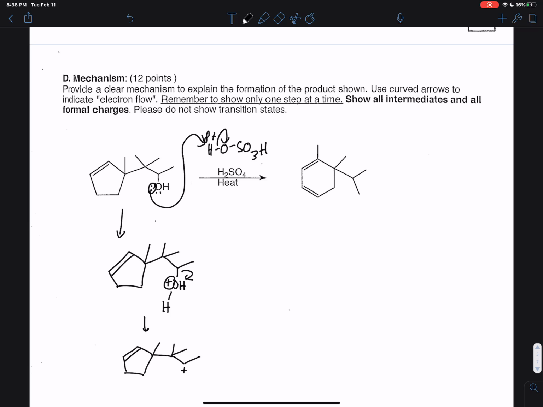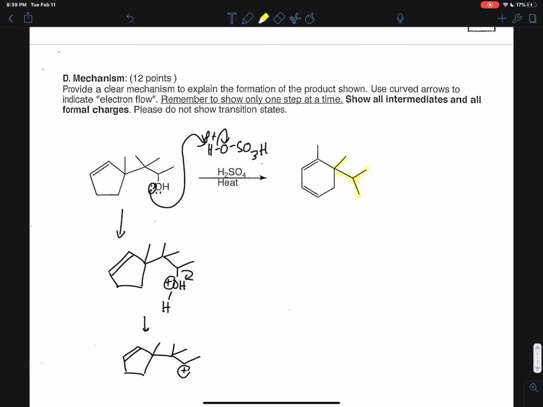So water left, and we got a secondary carbocation. Perfect, perfect. So now let's compare this to our product, right? In our product, we see a 6-membered ring, and I want you guys to even use these alkyl groups that come off of the ring to help you out, okay? So I see this isopropyl and a methyl group. I see the isopropyl, right?